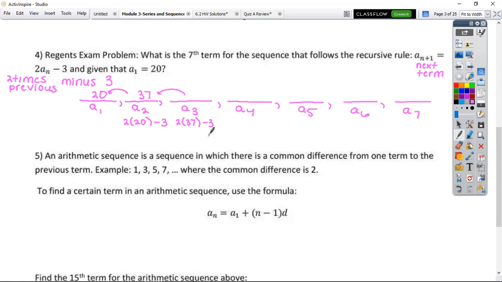And again, these are going to get large. So 2 times 37 minus 3, everyone gets 71. Do it again. 2 times 71 minus 3. So 2 times 71 minus 3 would be 139. Couple more times. So 2 times 139 minus 3.